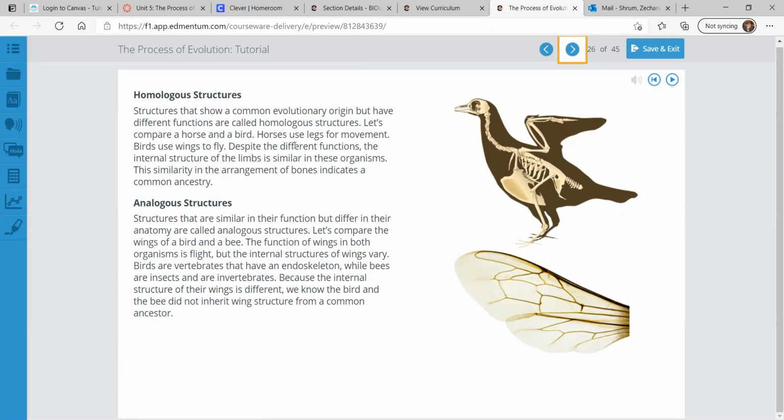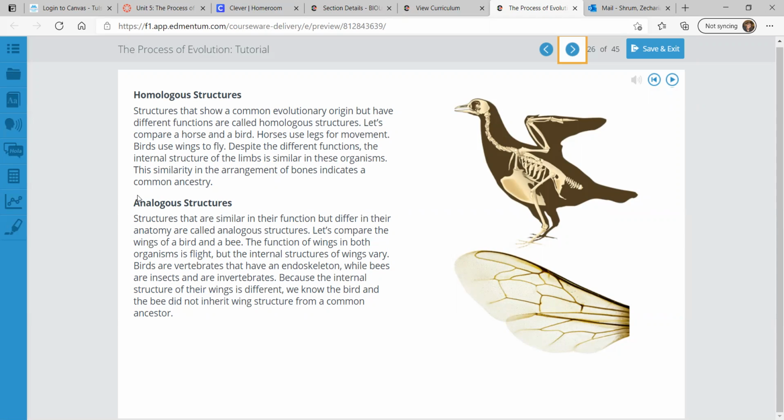Homologous structures are structures that show a common evolutionary origin but have different functions. So, in this example, we're going to compare a horse and a bird. Horses use legs for movement, birds use wings to fly. Despite the different functions, the internal structure of the limbs is similar in these organisms. The similarity in the arrangements of bones indicates a common ancestry.